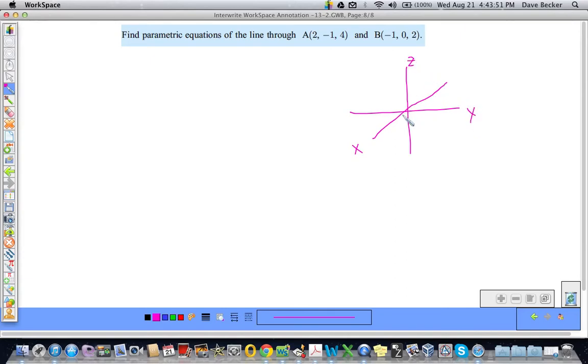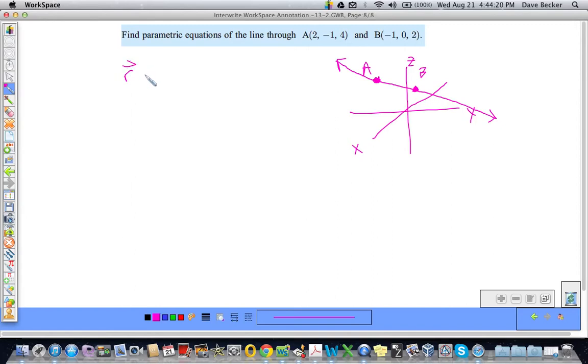So let's see, 2, -1, 4. So let's just say that's point A. And then -1, 0, 2. And that's point B. So I'm talking about a line in 3 space. Forgive the crudeness of my sketch. We're talking about the equation of this line. So I can use this point or this point to write the equation. Either one of those points.